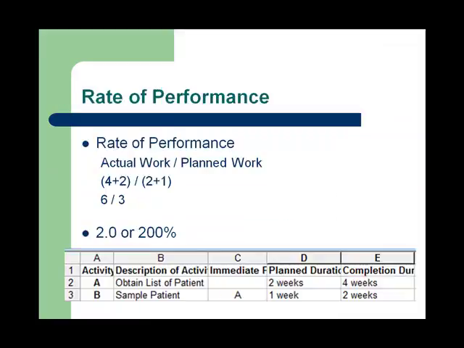Rate of performance. The rate of performance is derived by taking the actual work and dividing it by the planned work. Again, we are ignoring activity C because it was not critical. The numbers end up being 6 divided by 3, which gives us a performance rate of 2, or 200%.